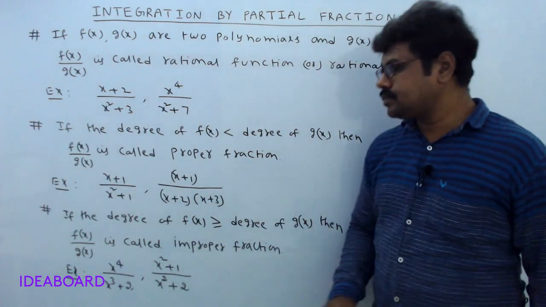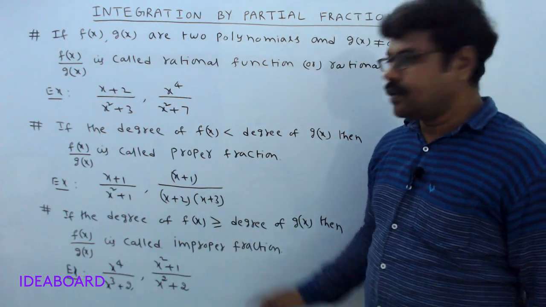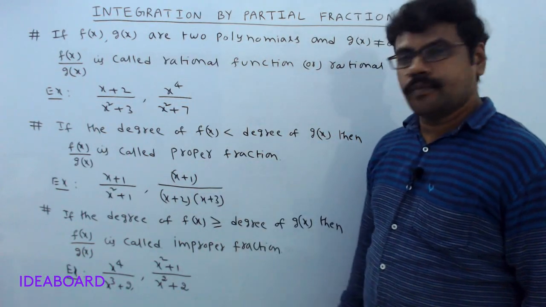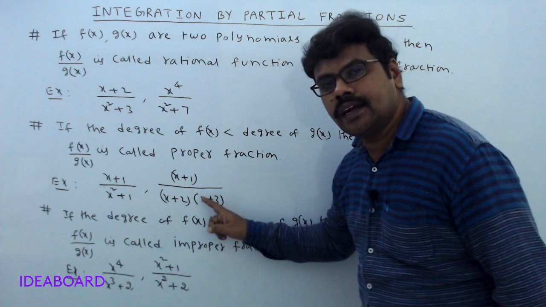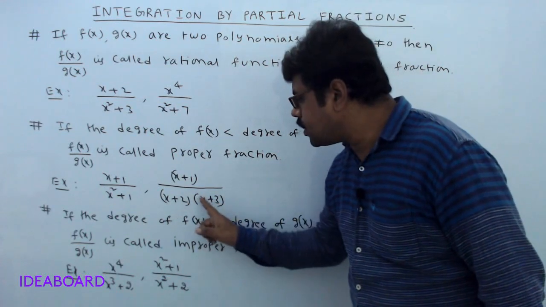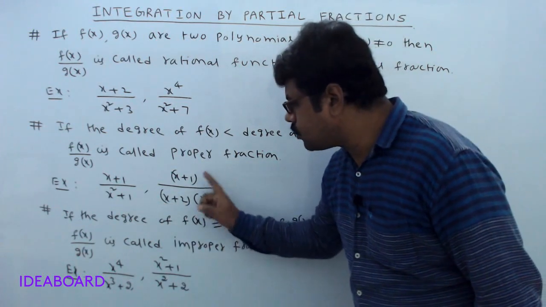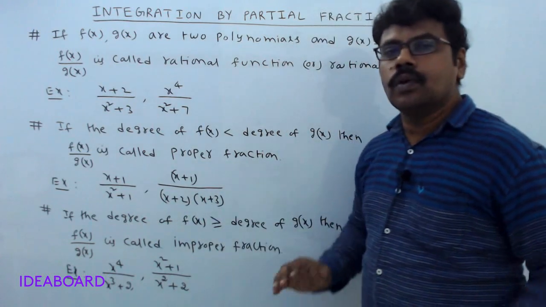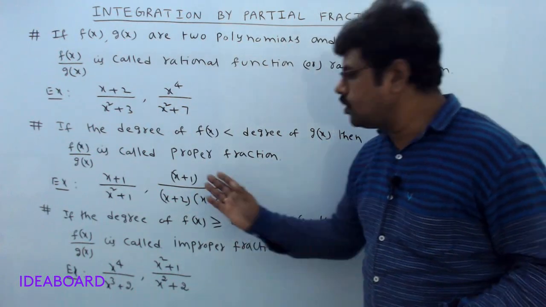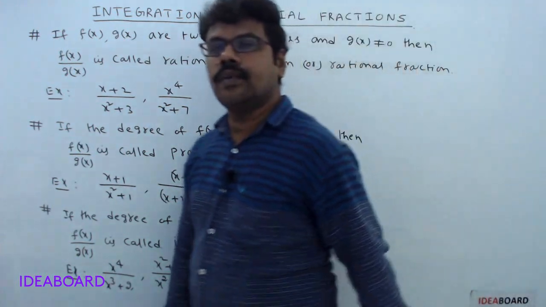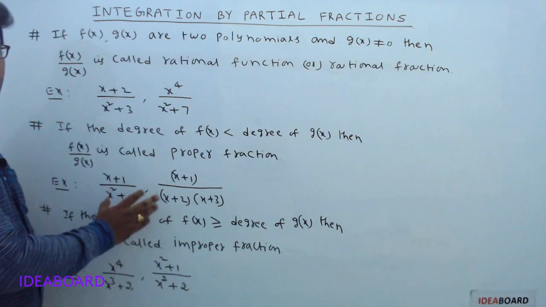Now see this example: x plus 1 divided by (x plus 2) into (x plus 3). Degree of numerator is 1. If you multiply these two factors, you get a second degree expression in terms of x. So after multiplying, the degree of the denominator will be 2. Clearly, degree of numerator is less than degree of denominator, so it is a proper fraction. See once again, proper fraction means degree of numerator is less than degree of denominator.